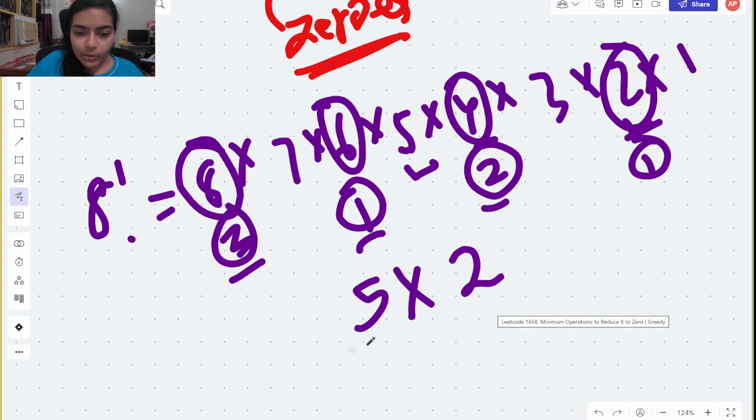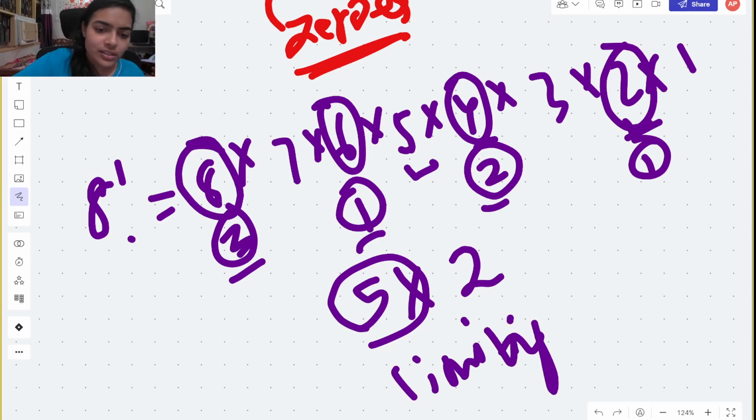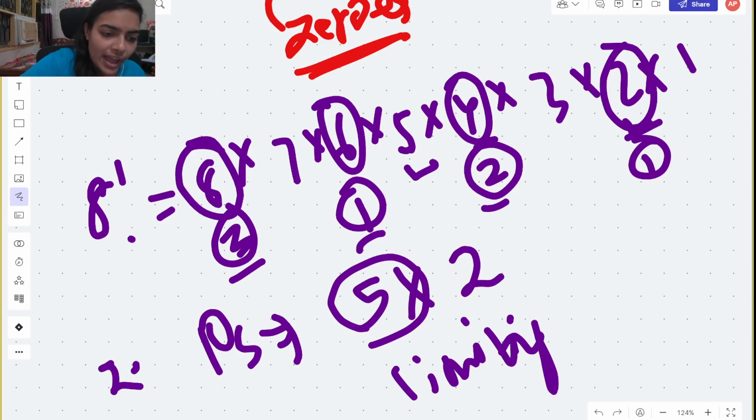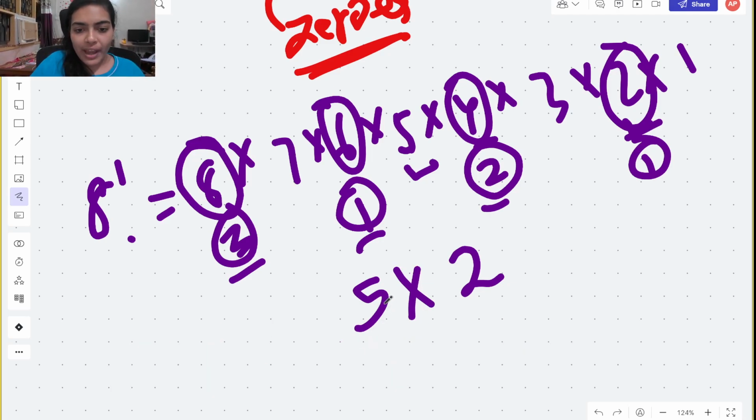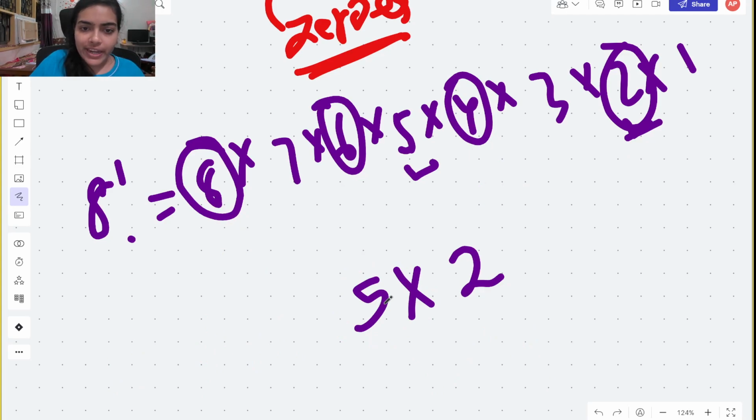So in any example you take, only the number of 5's will be limiting. So the number of 10's or the number of zeros that you have is going to be determined by the number of 5's you have. So that many 5's you have, that many zeros you have.